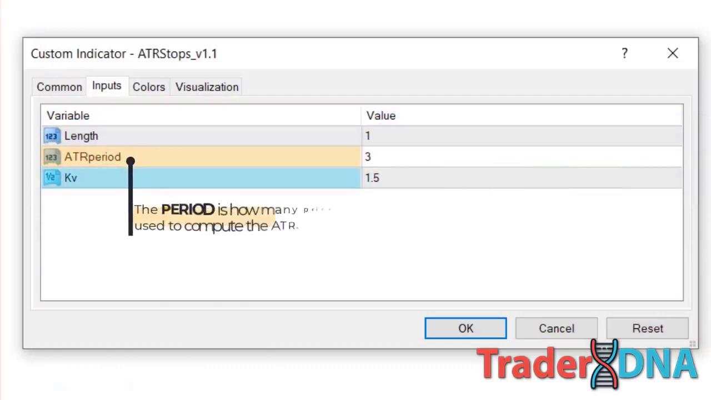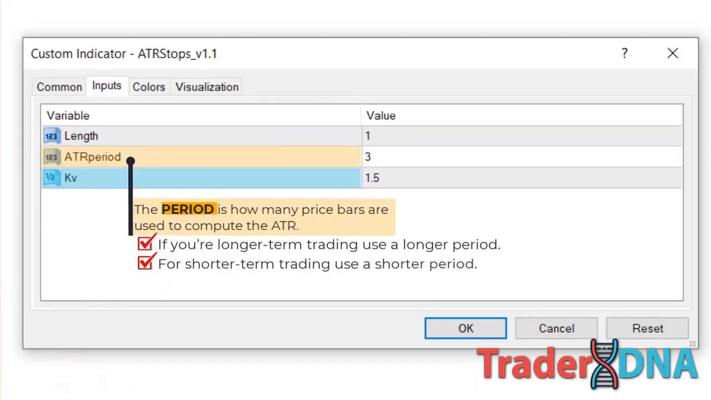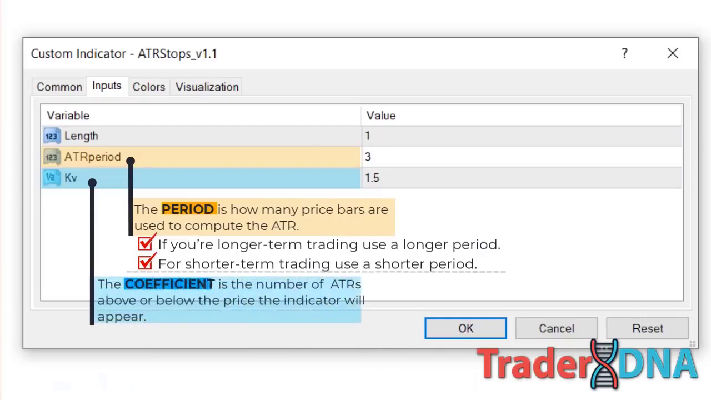The period is how many price bars are used to compute the ATR. As a basic guide, if you're longer-term trading, use a longer period. For shorter-term trading, use a shorter period, so the ATR adapts more quickly to changing market conditions. The coefficient is the number of ATRs above or below the price the indicator will appear. This example shows an ATR stop indicator using 3 periods and a 1.5 coefficient.